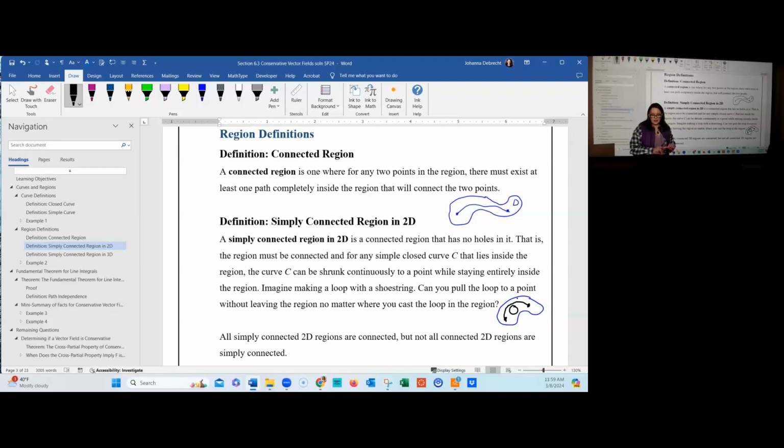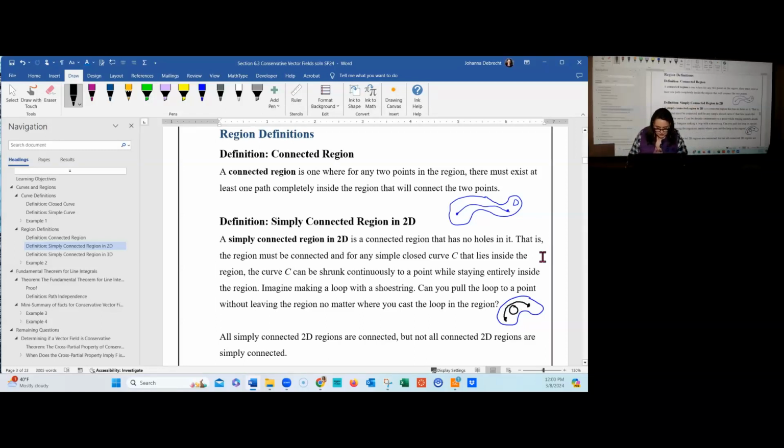All right? And the idea, again, is that you're creating a loop of any type that stays in D, and you've got to be able to pull the loop down until it goes to a single point without leaving D. And the problem is, if I put the hole inside the loop, but I stay in D, when I start pulling on the loop and making it smaller and smaller, at some point, it exits D through the hole.